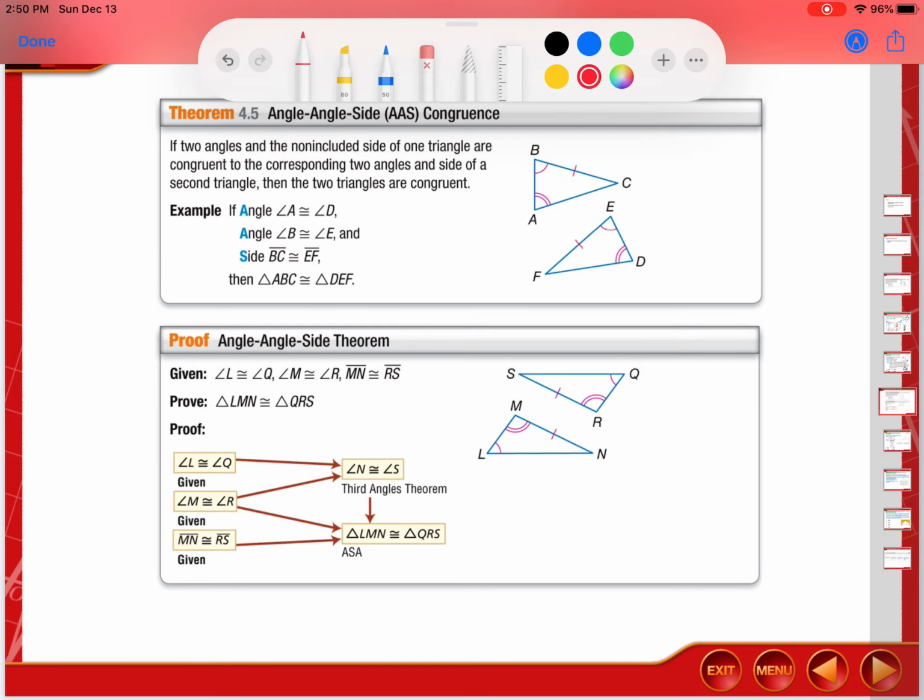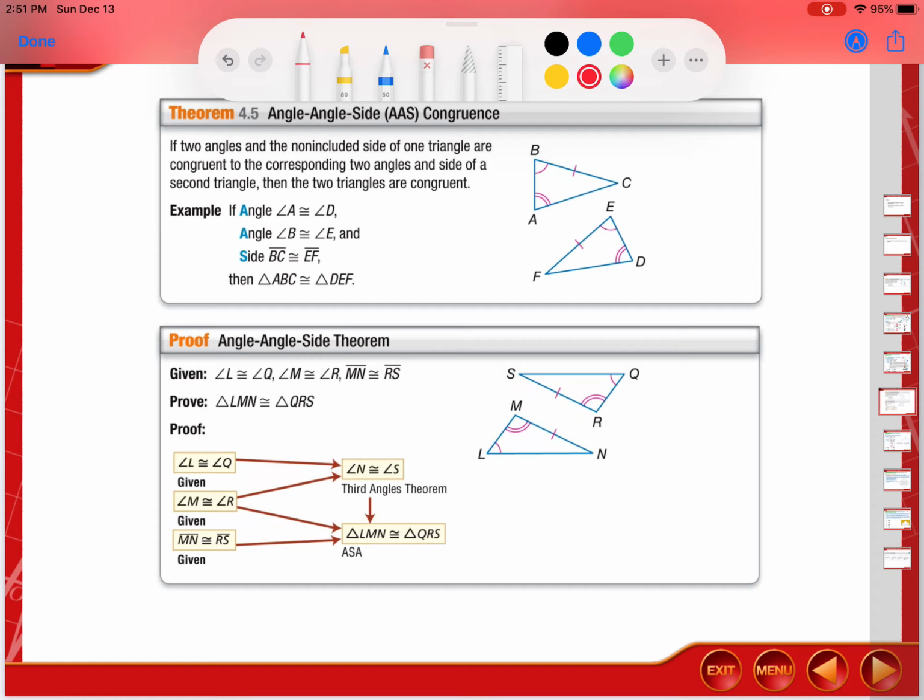So we're looking at C. Yay. All right, continuing on. So we have angle side. So what this tells us is if we have two angles and any side in the triangle, then those triangles are congruent. So in better math terms, if two angles and the non-included side of one triangle are congruent to the corresponding two angles and side of a second triangle, then the two triangles are congruent.